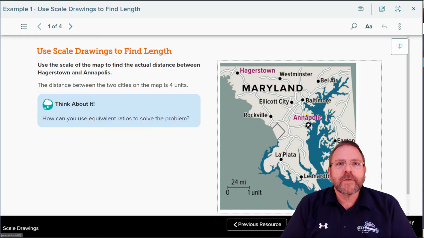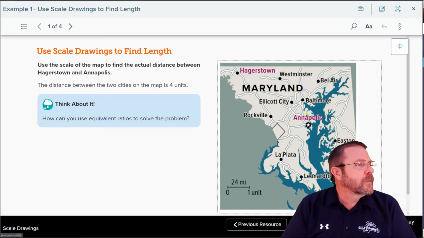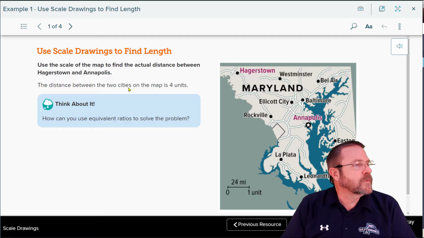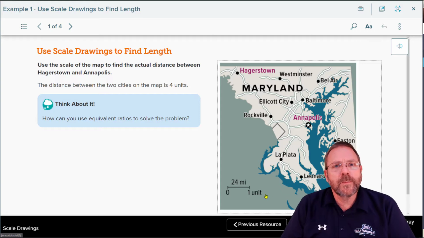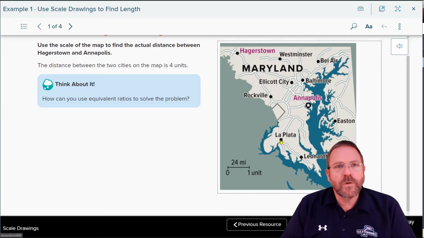Example 1 is asking us how we can use the scale of the map to find the actual distance between Hagerstown and Annapolis. And what they tell us is that the distance between the 2 cities on the map is going to be 4 units. They are using the term unit here because due to zooms on computers and whatnot, we can't exactly say that that's an inch or a foot or something like that. So they're just using that as a unit's distance.